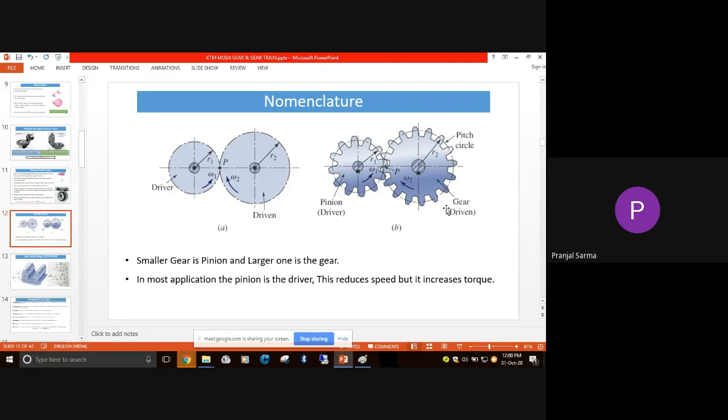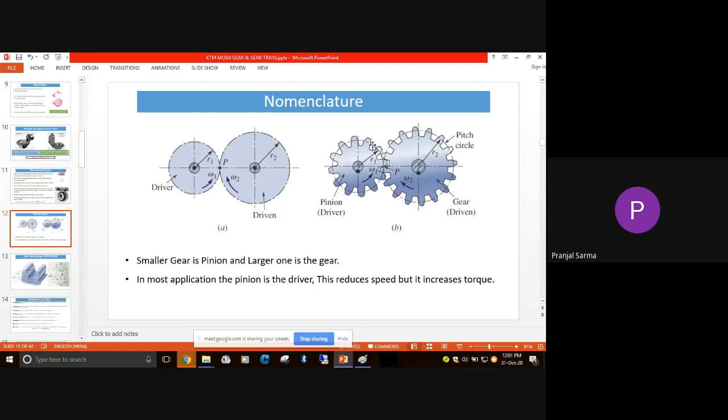Sometimes it can so happen that the bigger gear may be the driver also, but if nothing is mentioned, we automatically understand that the pinion is the driver, the pinion is the smaller gear, and this gear is the driven. As we have said, the smaller gear is the pinion, the larger wheel is known as the gear, and in most applications the pinion is the driver.